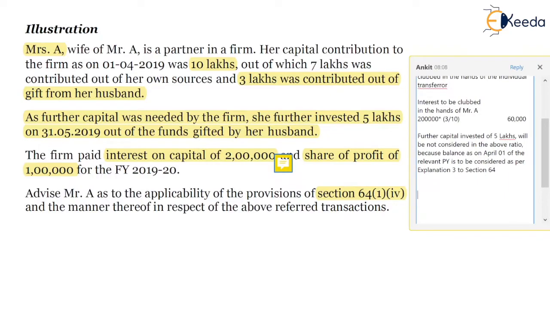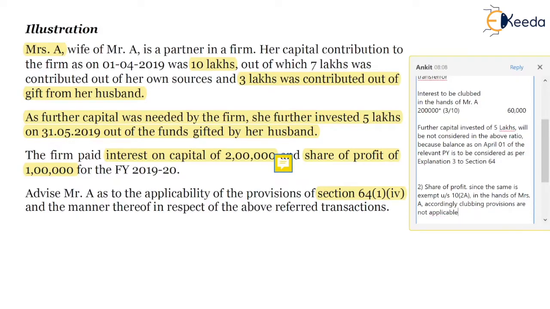And friends, the second part was share of profit. Share of profit, since the same is exempt under section 10(2A), correct? In the hands of Mrs. A. Accordingly, nothing will be clubbed in the hands of Mr. A. Accordingly, clubbing provisions are not applicable. Only because the income is exempt, clubbing provisions will not be applicable in this case. So, whatever is taxable in the hands of Mrs. A will be considered.